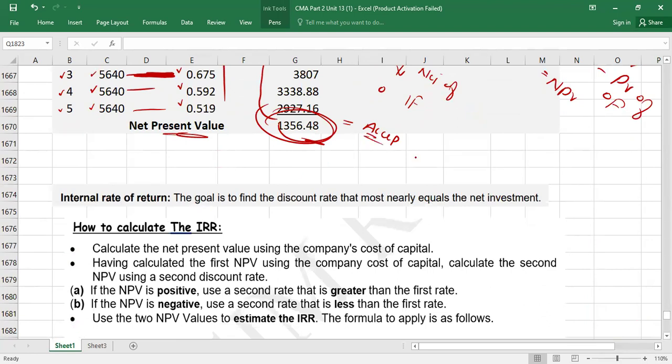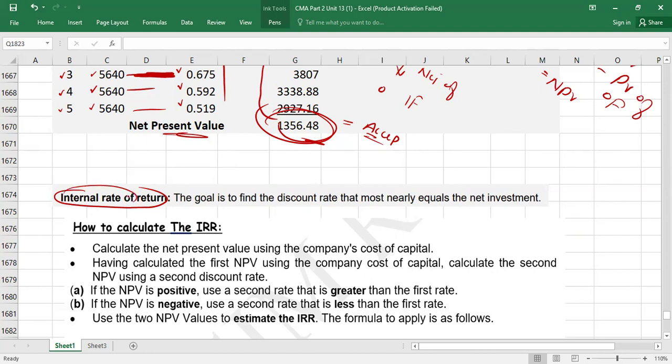Now guys, we are using the same data of the question and we are going to work with the internal rate of return. We already studied the full lecture on internal rate of return. I told you internal rate of return is the rate at which the NPV of the project will become 0, or in simple words, it is the return which we expect from the project based on the cash flows. And how to calculate an IRR?